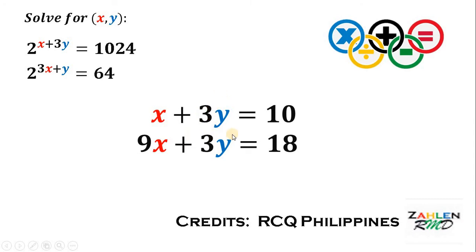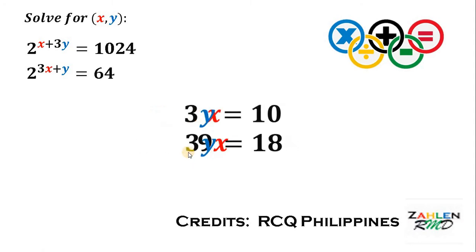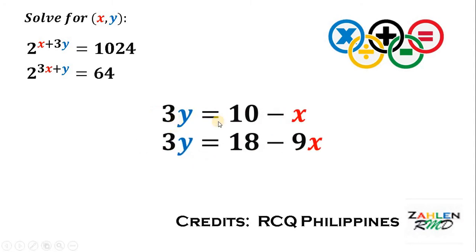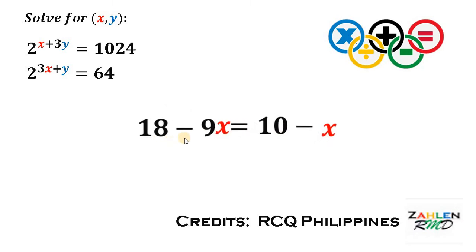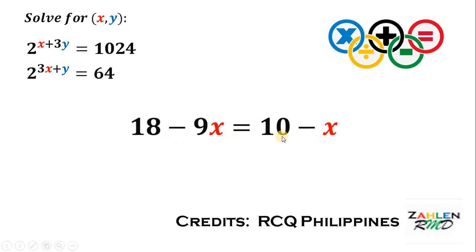Now since we have 3y in both equations, let's solve for the value of 3y. On the first equation, let's subtract x on both sides. And on the second equation, let's subtract 9x on both sides. If we do that, we get 3y = 10 - x on the first equation, and on the second equation, we have 3y = 18 - 9x. Now since they are both equal to 3y, it directly follows that 18 - 9x must be equal to 10 - x.